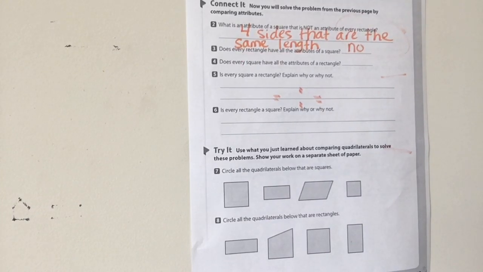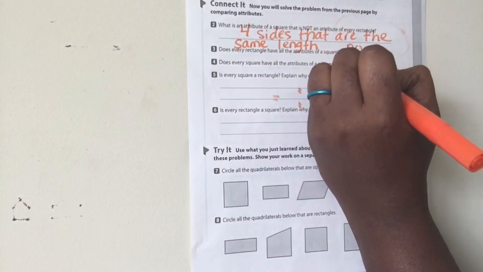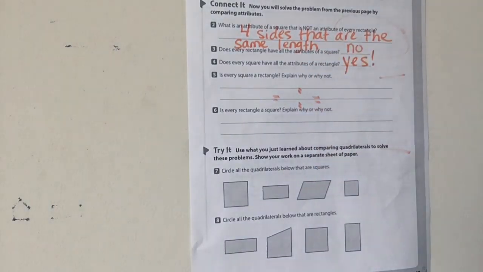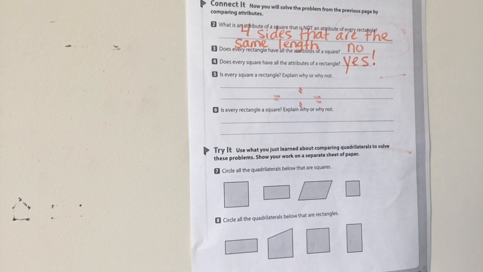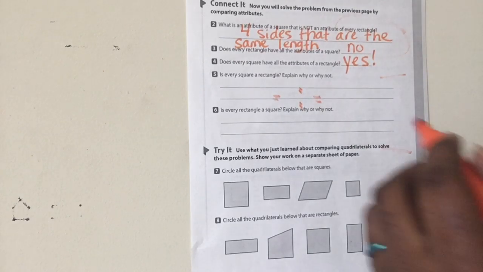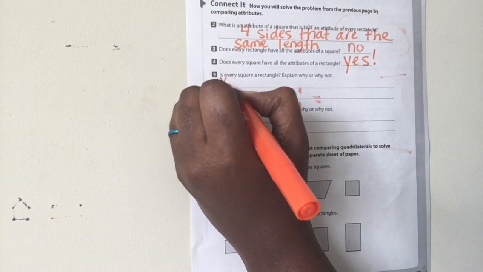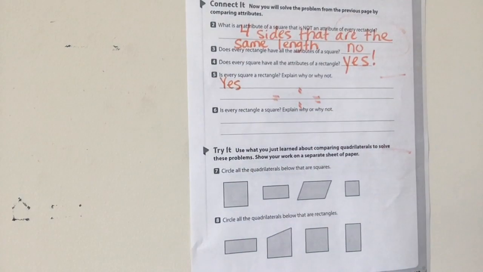Now, number 4 says, does a square have all the attributes of a rectangle? Is a square a rectangle? And the answer is yes. Because in order to be a rectangle, you just have to have four sides, check, four square corners, check, and then you have to have two pairs of parallel sides, check. A square just happens to have all four sides the same size. All right, number 5 says, is every square a rectangle? I just said that. Yes, and then we need to explain.